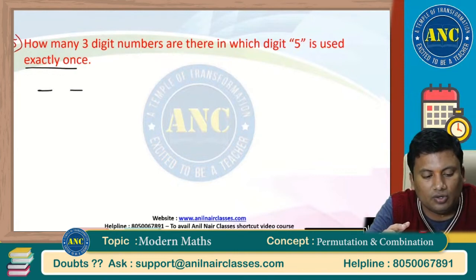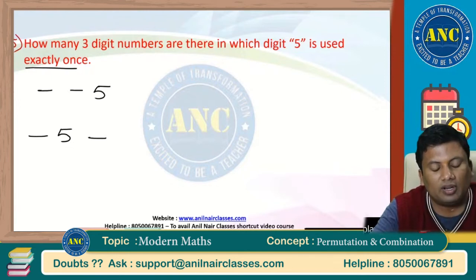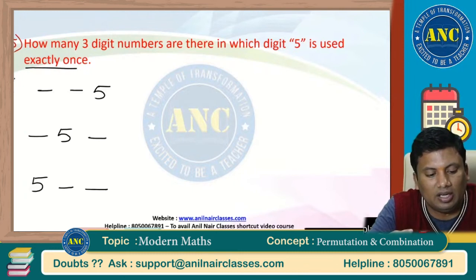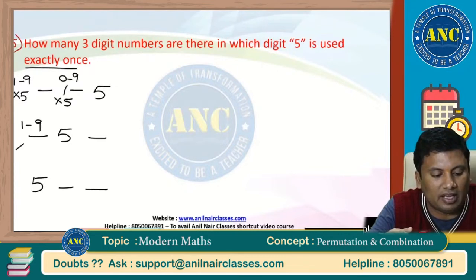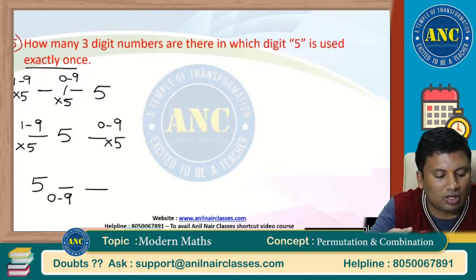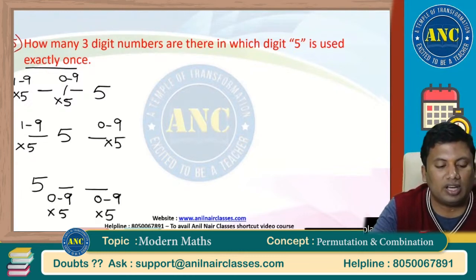Digit 5 is used exactly once. Digit 5 could be used exactly once in the units place, tens place or hundreds place. In the other places, 5 cannot be used. For the hundreds place, 1 to 9 minus 5, and for the tens and units places, 0 to 9 minus 5. Only the leftmost cannot take 0.